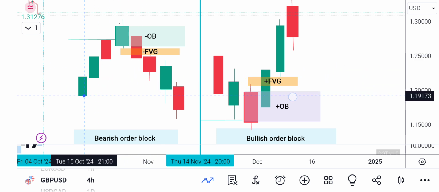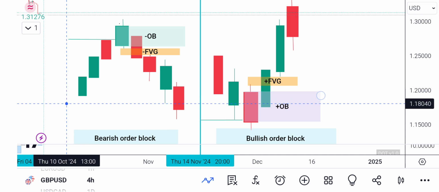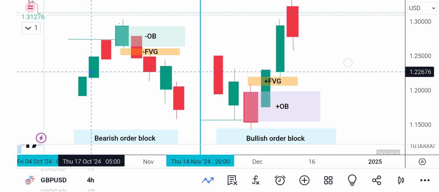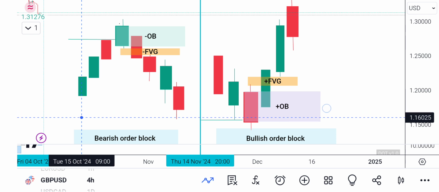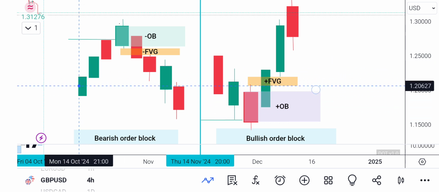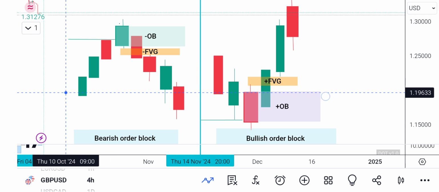I am going to show you, depending on the candlesticks that you use. Some use different colors, but in this scenario we are going to use the green and the red candle. Now let us look at the bearish order block and the bullish order block. We are going to start with the bearish order block.